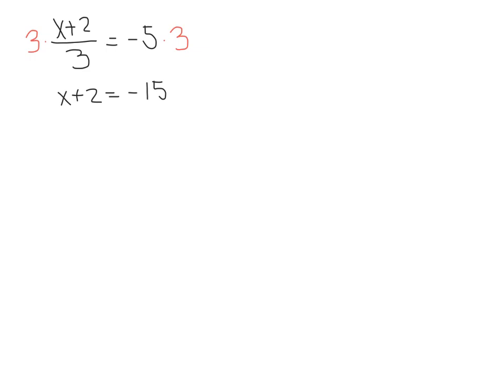And now I have a one-step equation like what we've been dealing with. So I want to subtract off 2 from both sides. I'm going to be left with x is equal to -17.